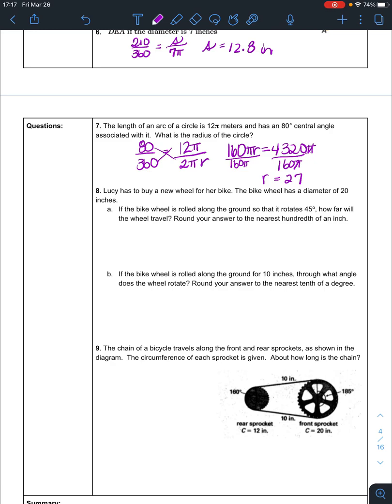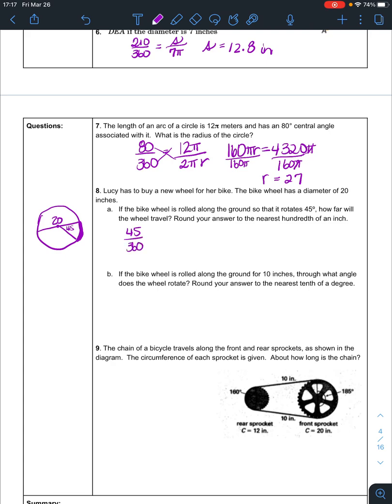So number 8, Lucy has to buy a new wheel for her bike that has a diameter of 20 inches. And I always like to have a picture just because it helps me to remember what's going on. If the bike wheel is rolled along the ground so that it rotates 45 degrees, how far will the wheel travel? So we want to rotate 45 degrees. So the question is, how far will the bike go if the wheel has rolled that much? Well, it translates to your distance on the ground.